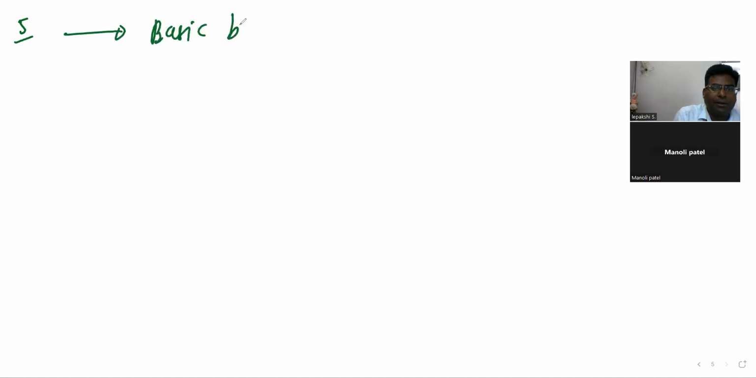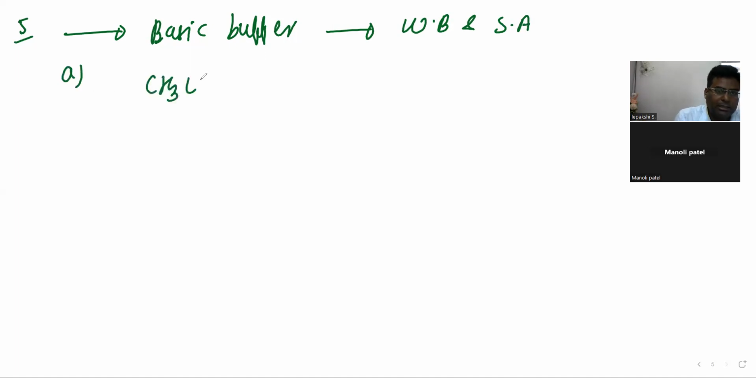So how is a basic buffer defined? It is defined as a mixture of a weak base and the salt of a weak base with a strong acid. Right, a weak base with the salt of a strong acid. So for the first option, it is given that CH3COOH reacts with NaOH, it forms CH3COONa plus H2O.